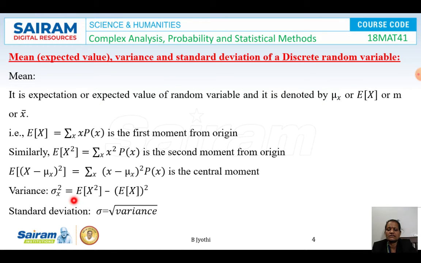So what is the variance? Sigma x square is E of x squared minus E of x the whole square. And the standard deviation sigma is given by the square root of variance.